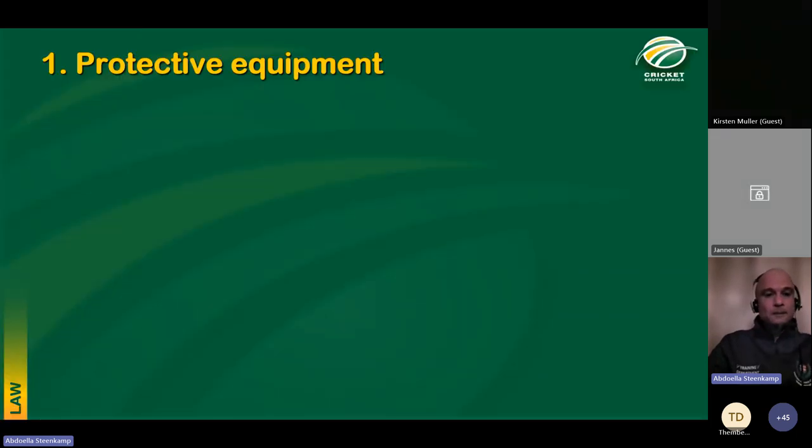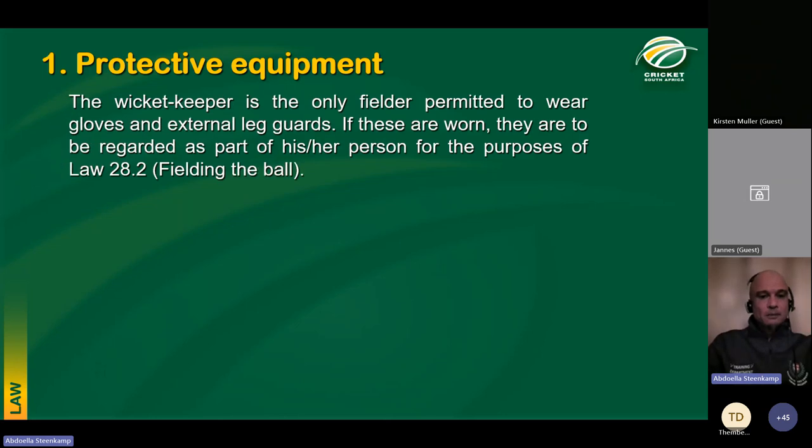Wicketkeeper. When it comes to the protective equipment of the wicketkeeper, only the wicketkeeper is permitted to wear gloves and external leg guards, i.e. the keeper is allowed to have the pads outside the trousers. It can be external. The keeper may choose to put the pads inside the trousers, no problem, but if he or she wants to have them externally, no problem, the law allows for it.